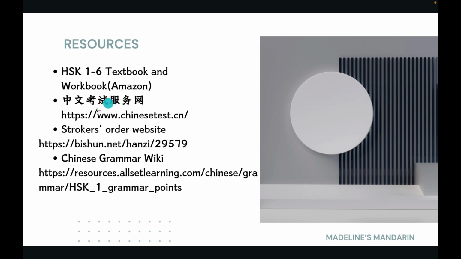The second one, 中文考试服务网, that is the official website. You can get some information about the new HSK. For example, for the new HSK 7 to 9, they have a mock test online. And the stroke order website. I usually use this website a lot for my students because it can show you the stroke order. And the last one, Chinese Grammar Wiki, I usually use that to check some grammar before I teach my students.